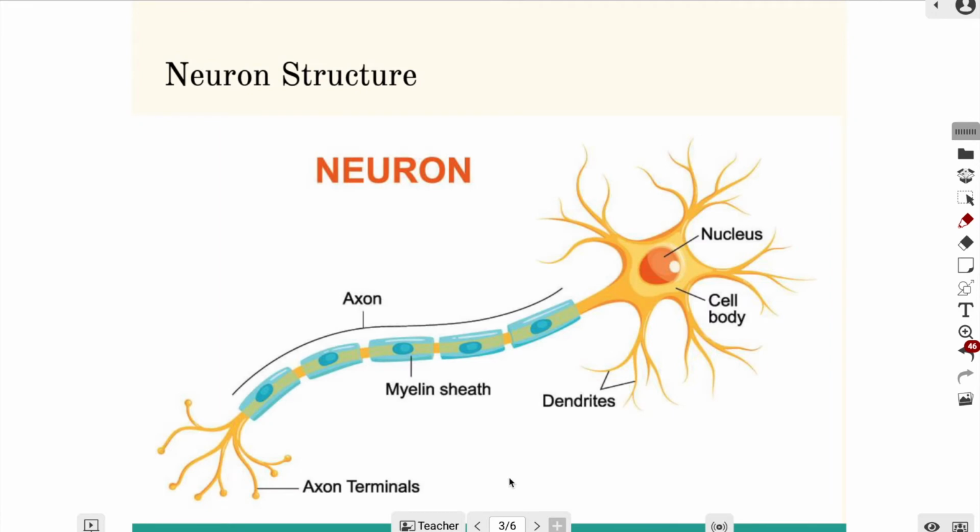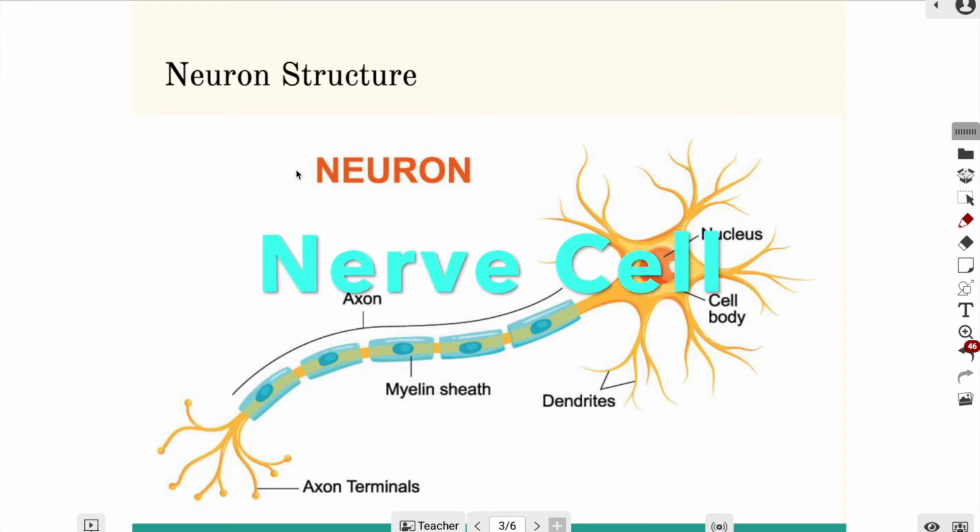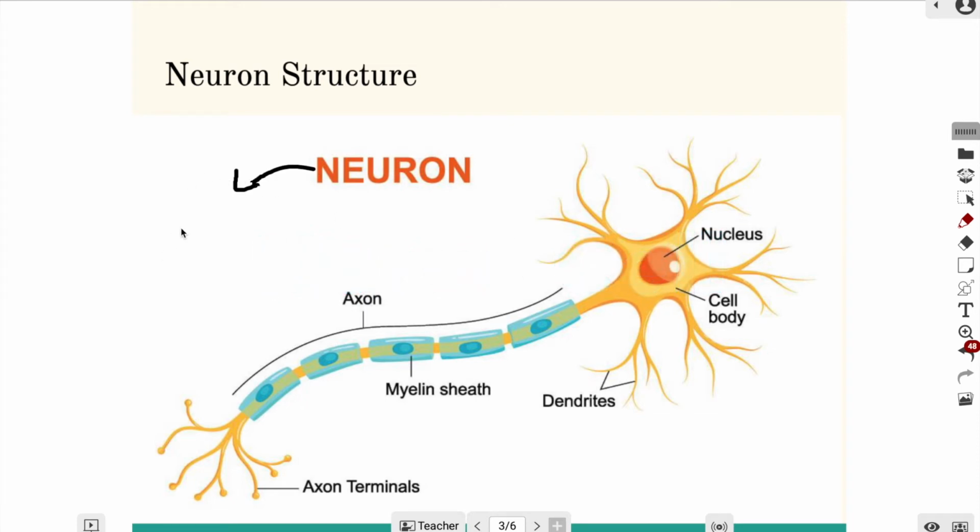All right. So here is a diagram of the neuron structure. Kind of a lot going on here, but of course, let's break it down. So the first thing I want you guys to consider is that the neuron is basically known as a nerve cell. So a neuron is a nerve cell. If someone tells you, hey, nerve cell, just recognize that it's also known as a neuron. So it's another way you can call it.